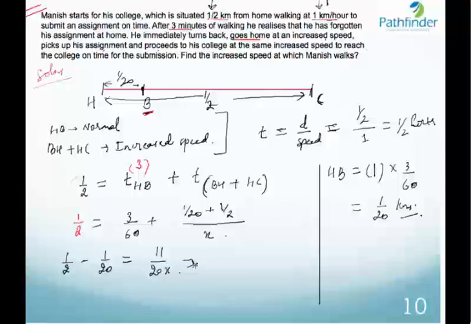So on solving this further, what do you get? 1 by 2 minus 1 by 20 is nothing but 9 by 20, which is equal to 11 upon 20x. 20 cancels out. So the value of x is 11 upon 9 kilometer per hour. So we see this is the increased speed at which Manish would have walked in order to reach the college on time.